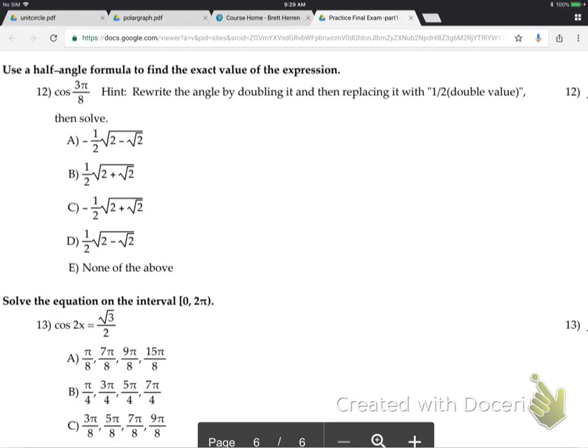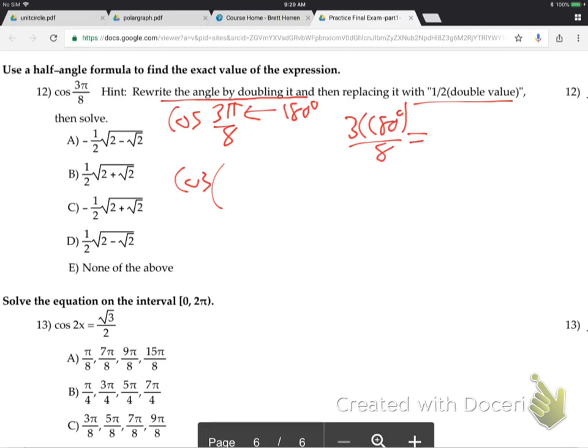Okay, so cosine 3 pi over 8. It says hint, whenever they come in hint, you got to track. Rewrite the angle by doubling it and then replace it with half. What does that mean? You take the 3 pi over 8. In fact, I would just change this to degrees right away. So let's put in 180. This is 3 times 180 over 8.